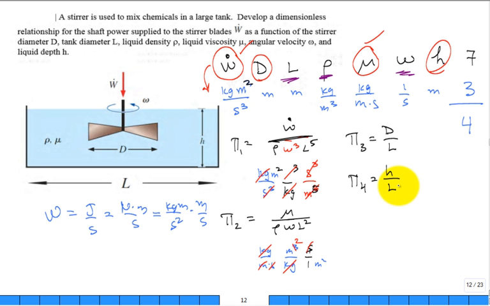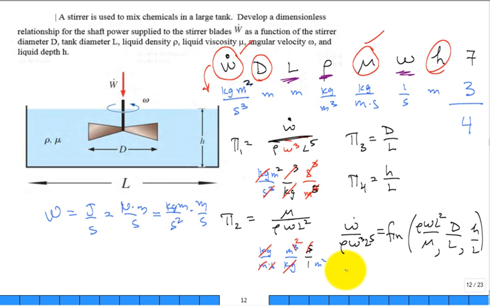And so I would write the general relationship as W dot divided by rho omega cubed L to the 5th is a function of, and we don't know what that function looks like, but it's a function of, I'm going to put it like this, rho omega L squared over mu, looks like a Reynolds number. I'll have D over L, and I'll have H over L. That's my general equation. My dimensionless relationship. Leave this dimensionless on this side. And each one of those are dimensionless groups.